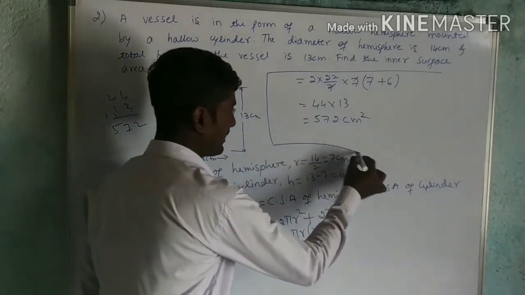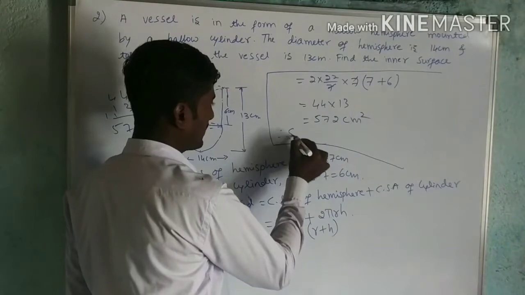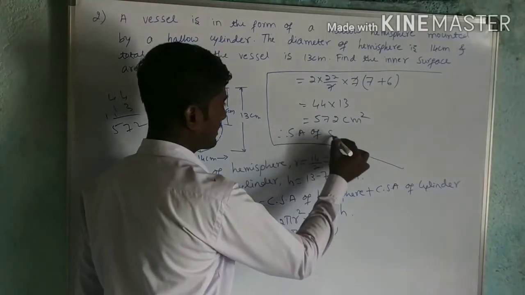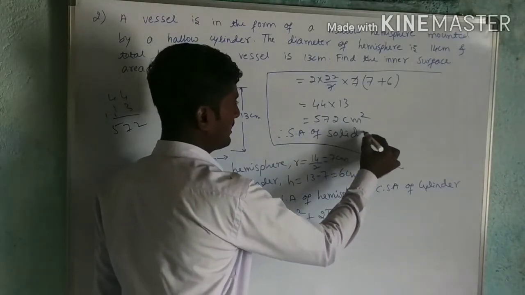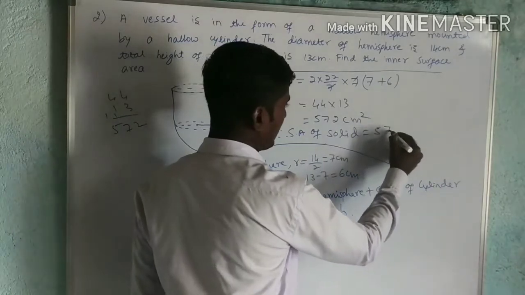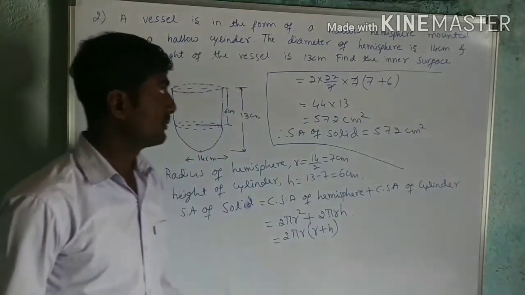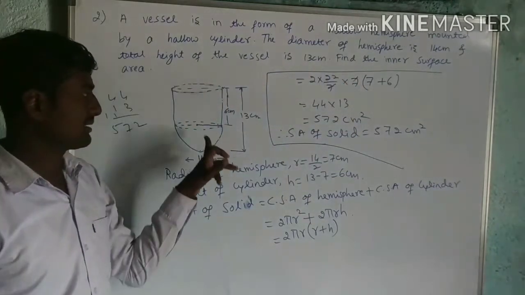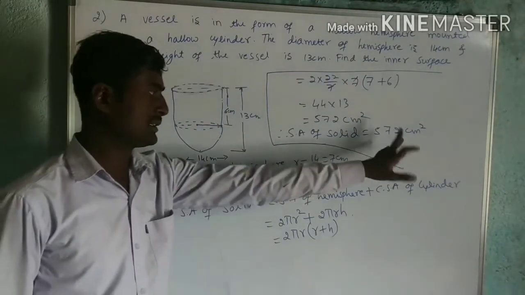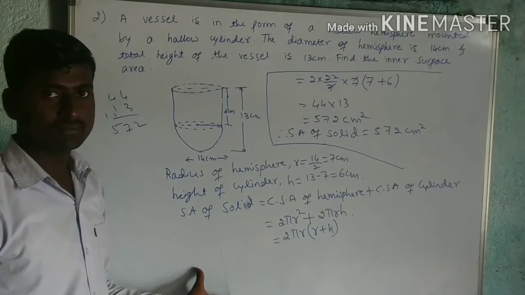Now I should write the conclusion. Therefore, surface area of solid is equal to 572 centimeter square. So the inner surface area of the solid is 572 centimeter square.